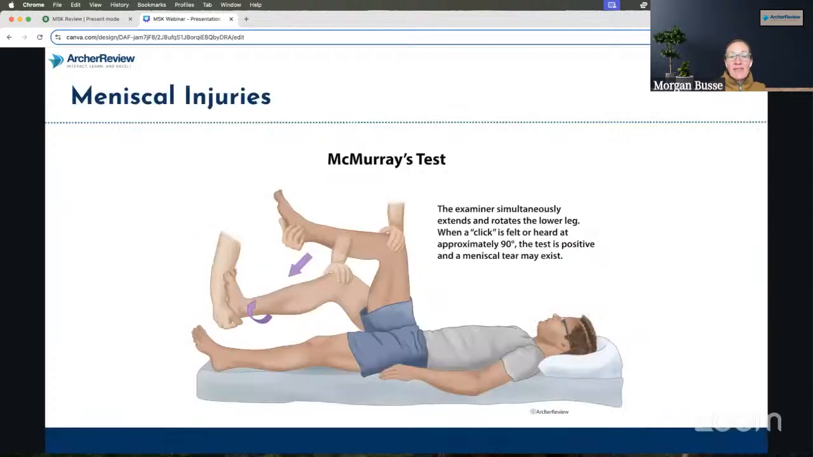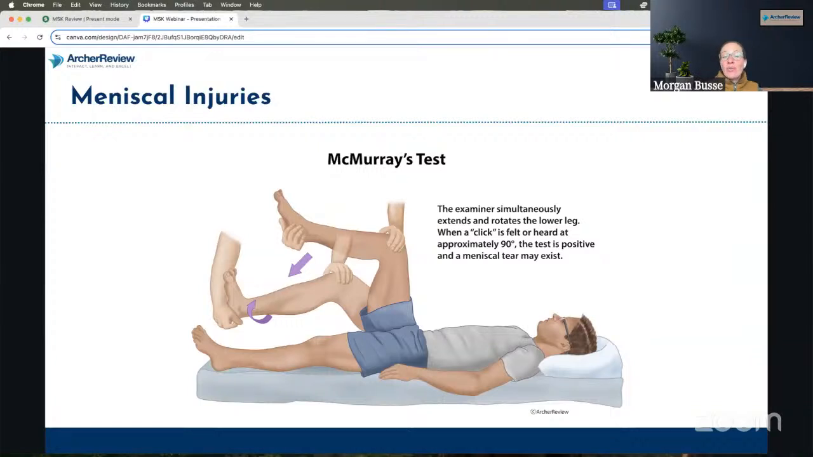Okay, then we also have a test for our meniscus. The McMurray meniscus test. What we're doing here is trying to elicit a click or a pop or pain while we're grinding on that meniscus. You have the foot up at 90 degrees, and while you're straightening or extending the leg, you're twisting and turning, grinding that meniscus and seeing if you can elicit some sort of positive sign, which would be a click, a pop, or some pain when you're extending and twisting and turning that foot.